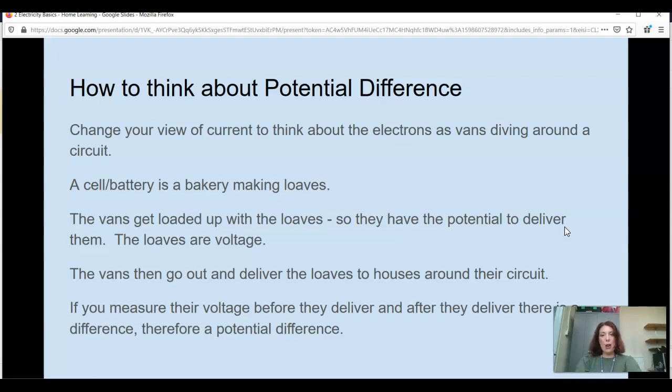Now, the vans get loaded up at the bakery with all the loaves, so they have the potential to deliver them. Okay, so the loaves are the voltage. When the vans then go out and deliver the loaves to the houses around their circuit, they give their loaf to a house, and then that house has some voltage or some energy, but the van is now empty and it needs to go and get refilled. So if you measure the voltage before they deliver and after they deliver, there is a difference, okay, and therefore a potential difference.